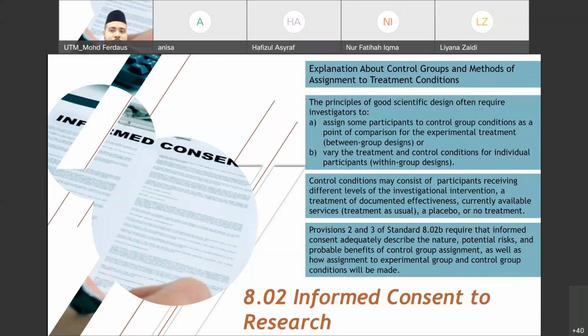consider explanation about control groups and method of assignment to treatment condition. This is what I've touched on briefly before. The principle of good scientific design often requires investigators to assign some participants to a control group condition as a point of comparison for the experimental treatment, varying the treatment and control condition for individual participants within group design and between group design. So when it involves different conditions, different treatment.